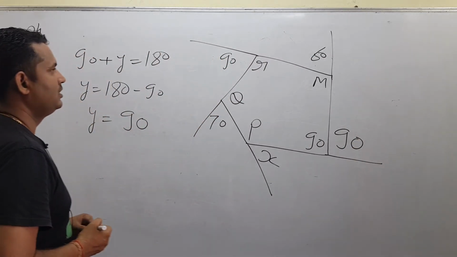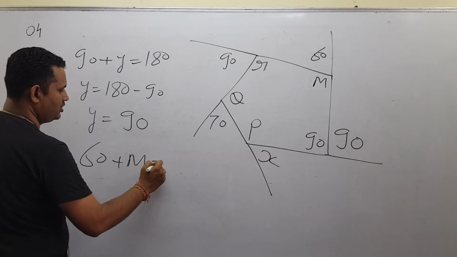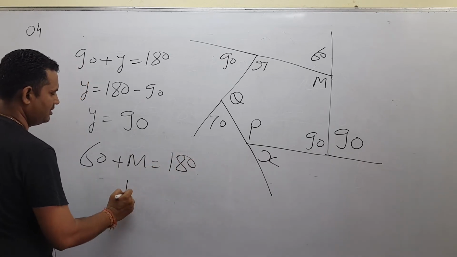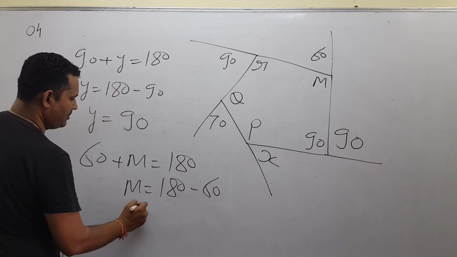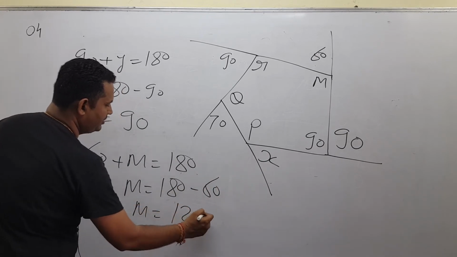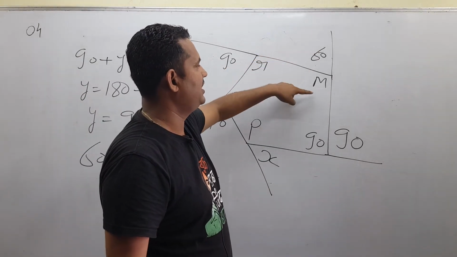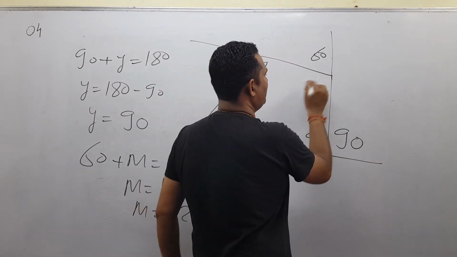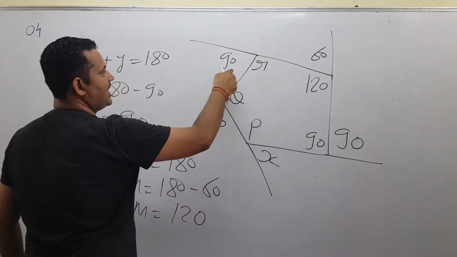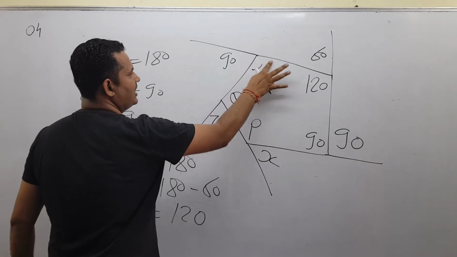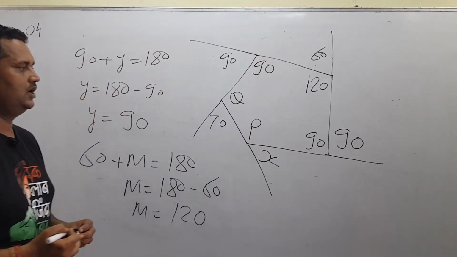Good. Now 60 plus m is equal to 180. Linear pair. M is equal to 180 minus 60, so m is equal to 120. Just see 60 and m. So the answer of m is 120. You should be able to do this very well now. Similarly, 90 plus r equal to 180. So what will the answer of r be from here? The answer of r will be 90. Clear?